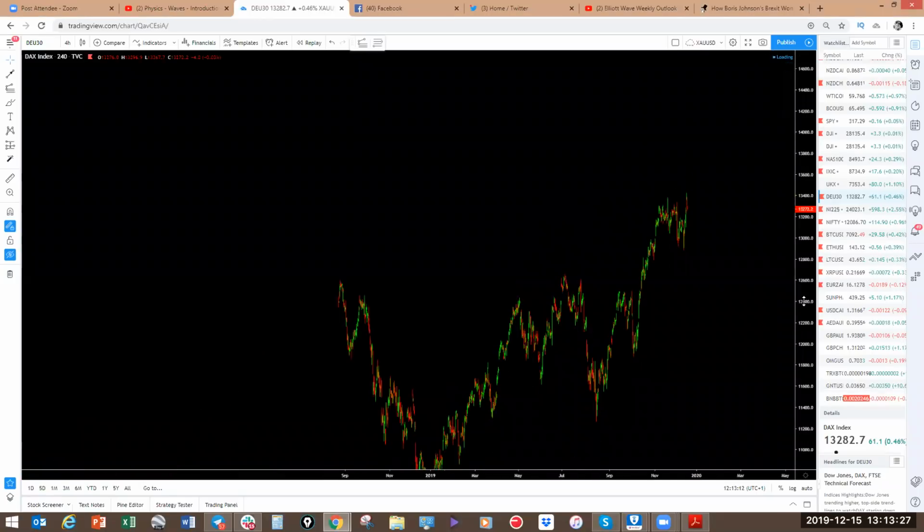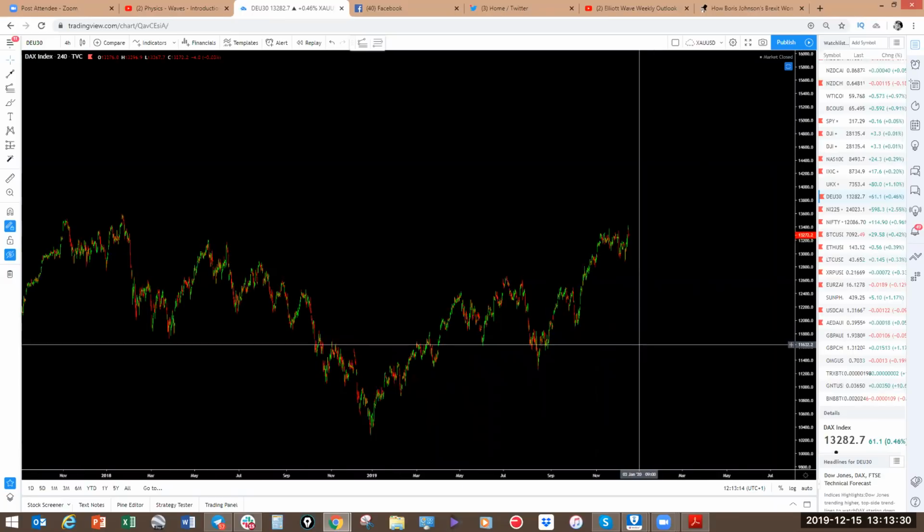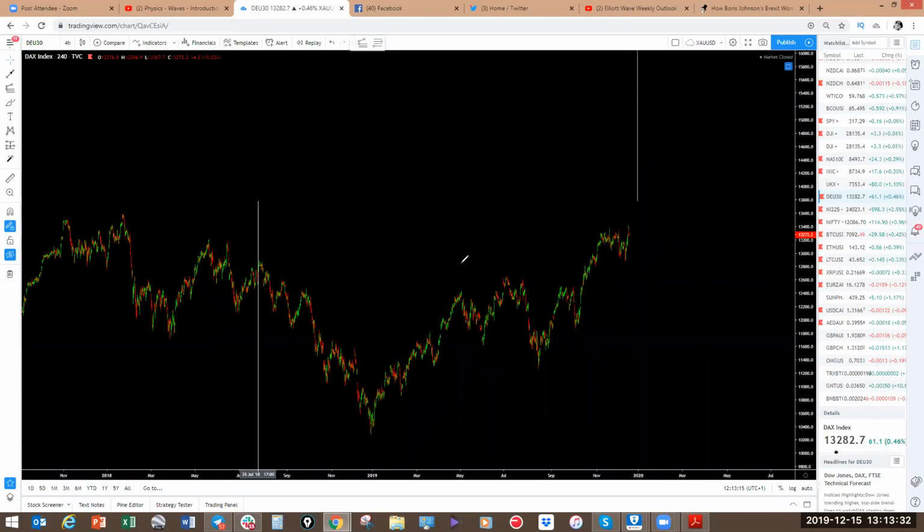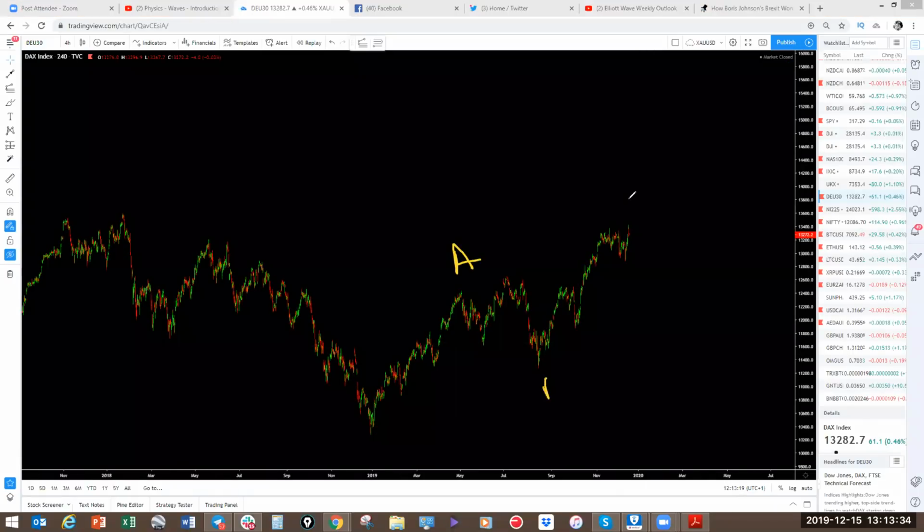If you look at the overall structure on the DAX, it's very clear. It's a clear ABC structure. You've got an A here, you've got a B here, and your C. Now look at this. Good example of what a 1, 2, 3, 4, 5 looks like. It's 1, 2, 3, 4, and a 5.